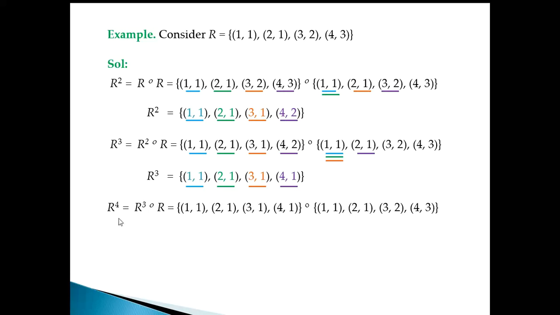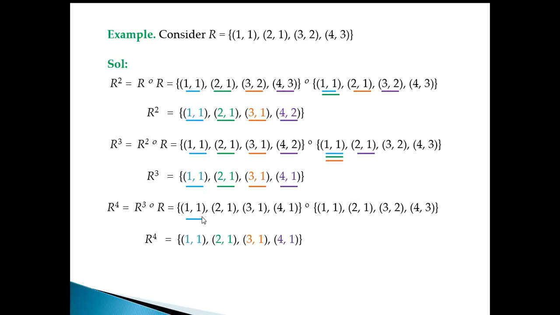So what will be the R to the power 4? How can we calculate this? This is R to the power 3 composition with R. This is R to the power 3, it's already calculated, and this is our R. So now we find the composition. So now here we have R to the power 4. Same we do like that.